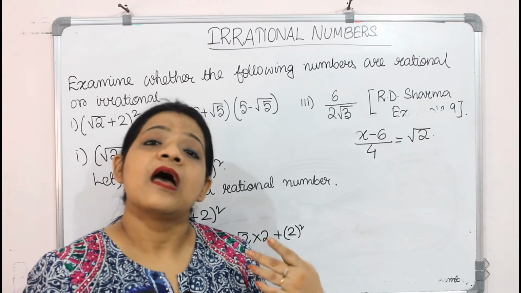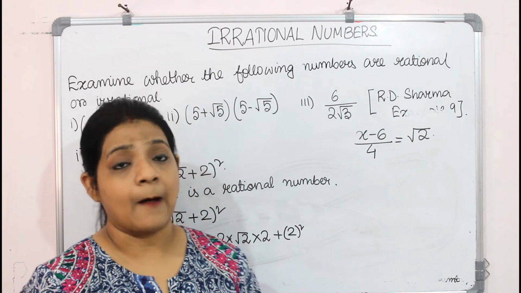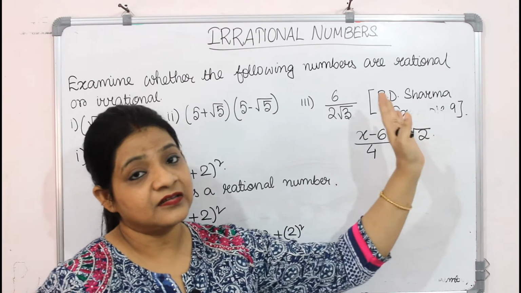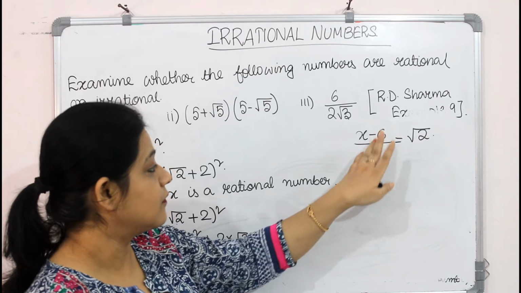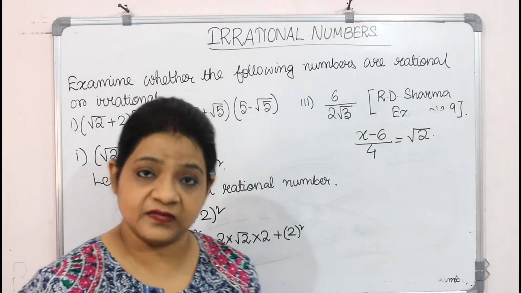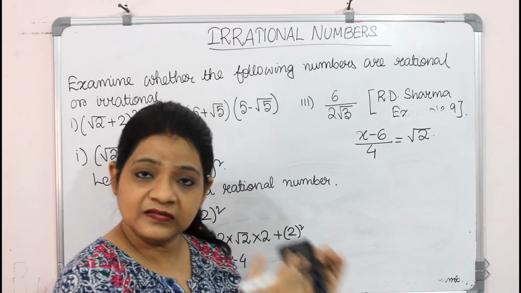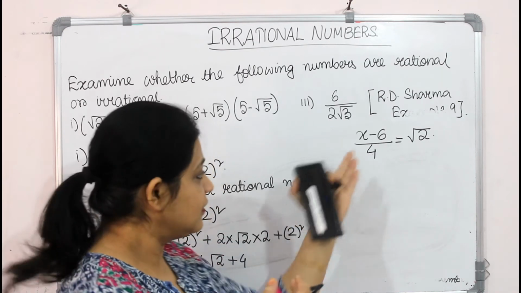So x has to be an irrational number for the left hand side, since root 2 is an irrational number and you are writing this equal to this. So how will you write? Is this clear to you? I think this is clear to you.